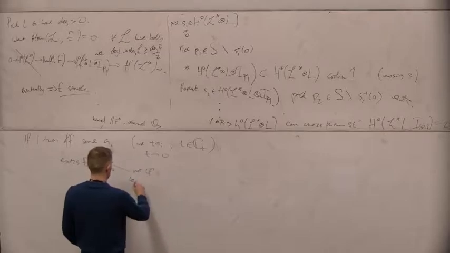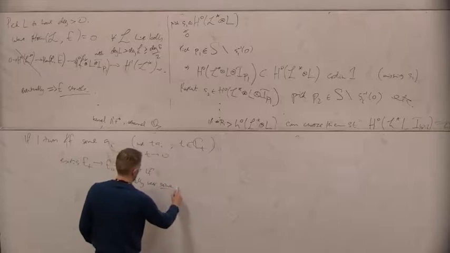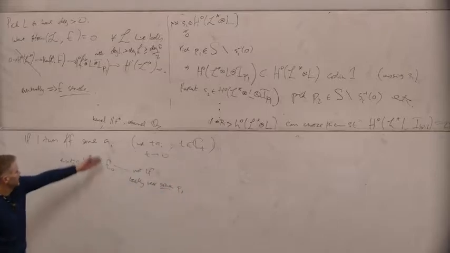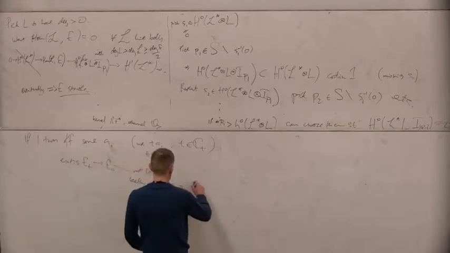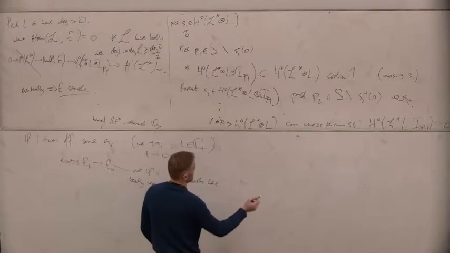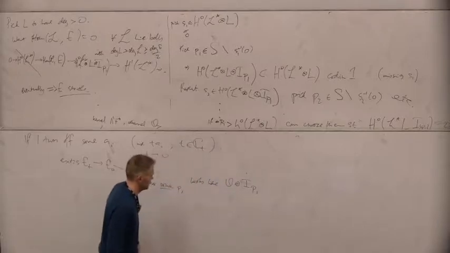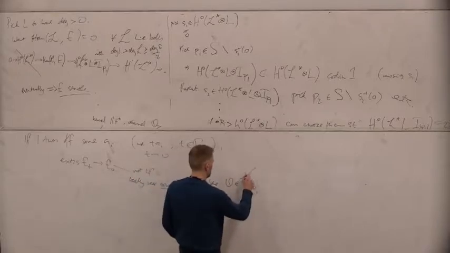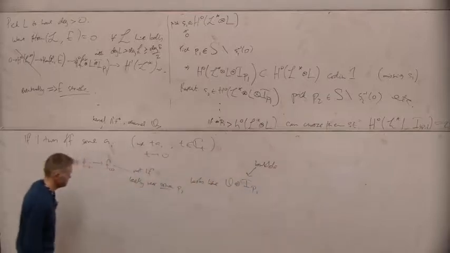So locally, near some of the PIs where the AIs, I've turned them off, it looks like the trivial extension. Okay? Well, locally L's trivial anyway, so it looks like this. All right. And so this is called a bubble in instanton language.